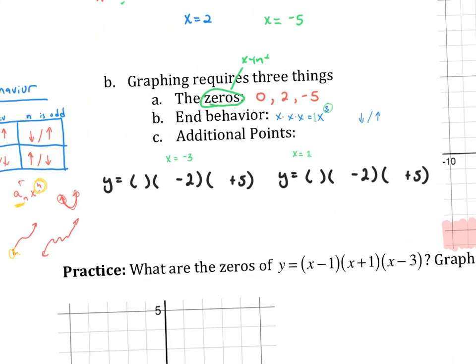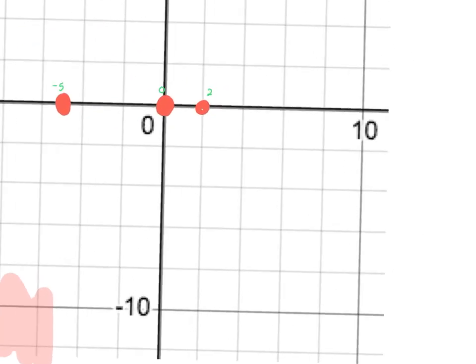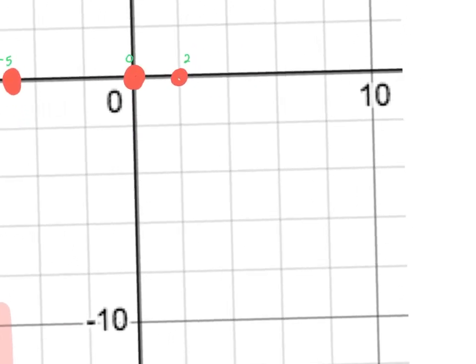Now I'm going to plug in a 1 and see what happens. So plug in a 1 here, 1 here, and 1 here, and see what we get. So y is equal to 1 times a -1 times a 6. So here we end up getting a -6. So how does that affect things? Well, it's going to go down to a -6. Let me just check my scale here. This is a -10, so -2, -4, -6 is there. And that's happening here at the 1. So I've got to go between the lines right here.